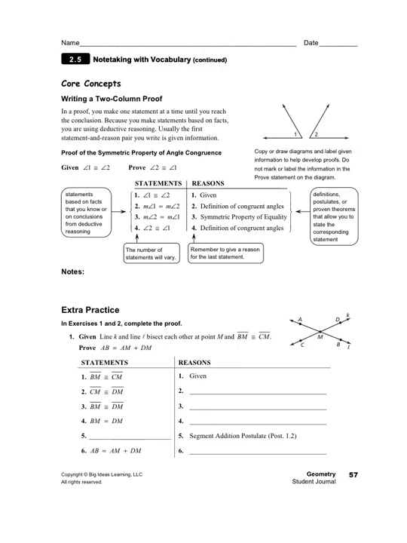All right, so let's do some practice. Looking at question 1, it says line K and line L bisect each other at point M, and BM is congruent to CM.